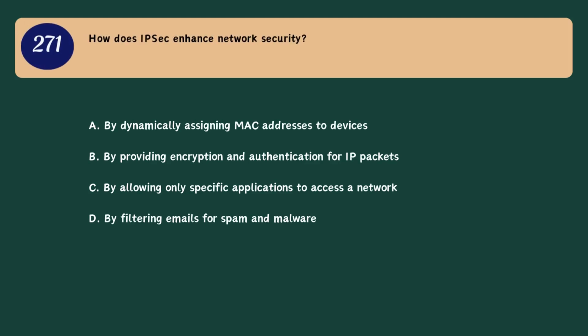Question 271. How does IPsec enhance network security? A. By dynamically assigning MAC addresses to devices. B. By providing encryption and authentication for IP packets. C. By allowing only specific applications to access a network. D. By filtering emails for spam and malware.